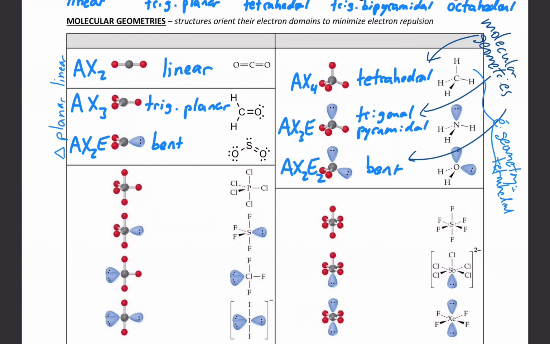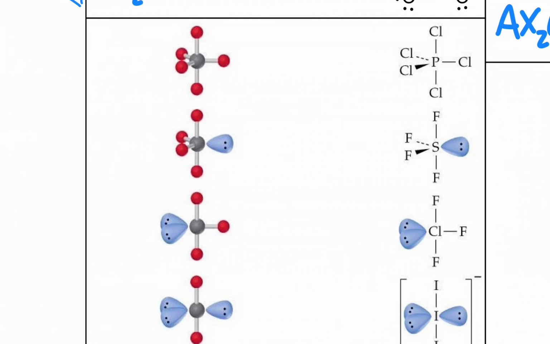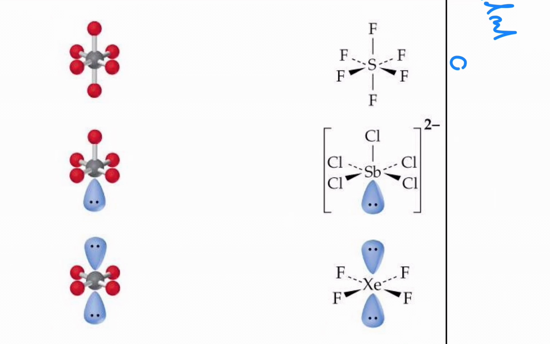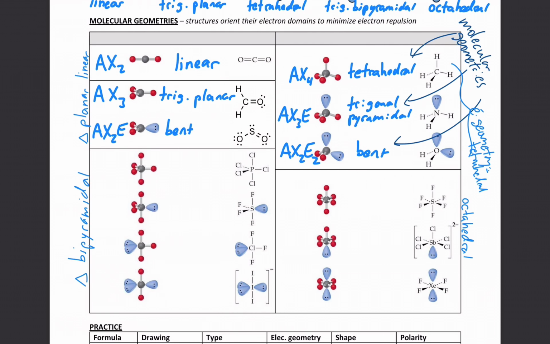So of the original 5, there's 2 left. There is our trigonal bipyramidal category, and then there's our octahedral category over here on the right. So those are our 5 parent geometries that are all electron geometries, and within them we have shapes.